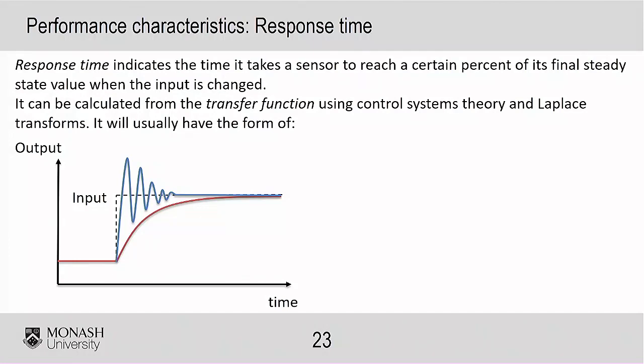So the red line here, we could say it is potentially overdamped because it takes a very long time to get to that input line and you don't really get any overshoot. And in the case of the blue line here, we could say it's underdamped because it overshoots and then undershoots, overshoots, undershoots until it eventually gets there. There's a bunch of different ways to measure response time, and you can look these up in the text as well, but it's a little bit beyond the scope here.